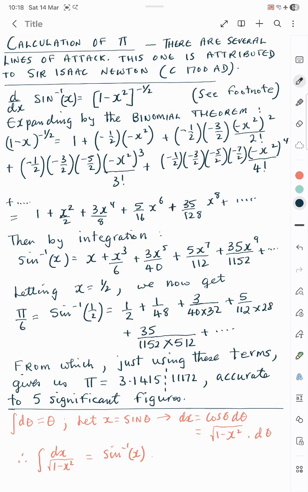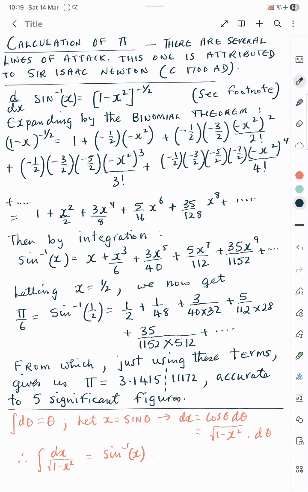And we start off by noting that when you differentiate inverse sine of x, you get 1 minus x squared to the power minus a half. For those who are not familiar with that, I've inserted that in the footnote in red paint.